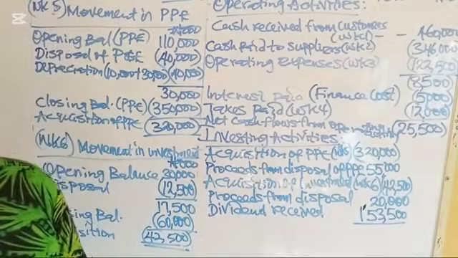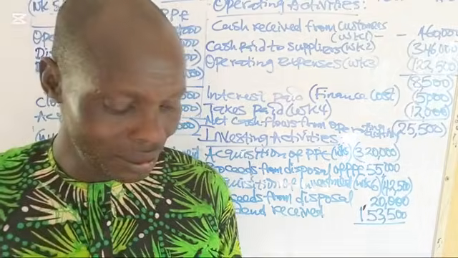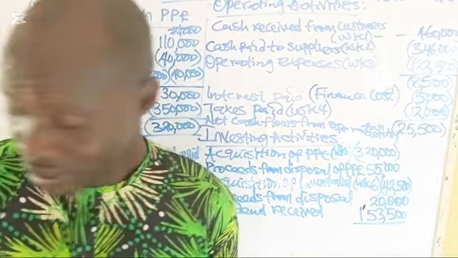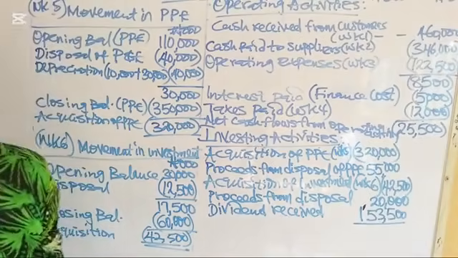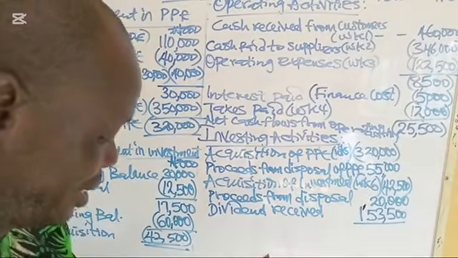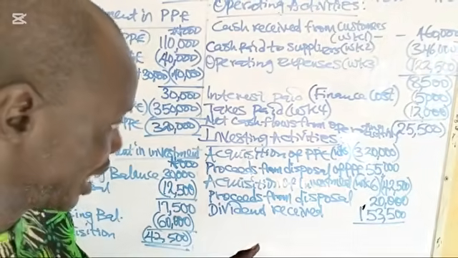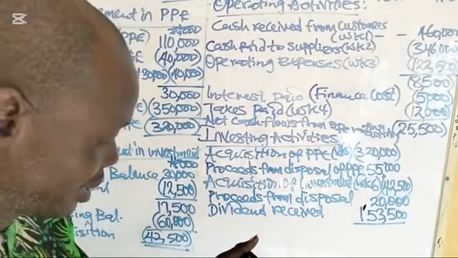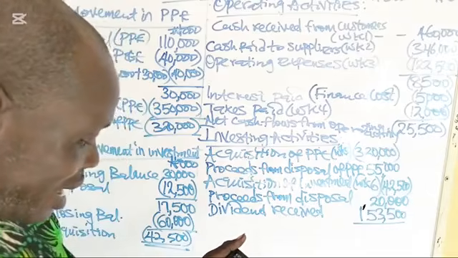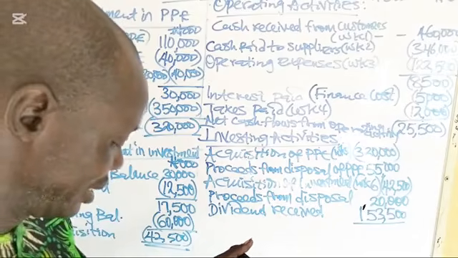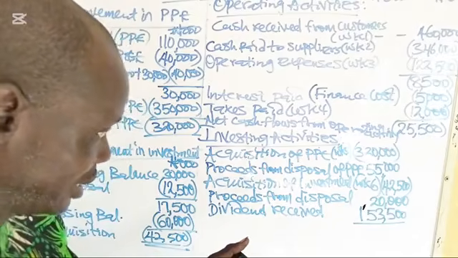Now, after these adjustments, you get the net cash flows from investing activities. Hope it's interesting.